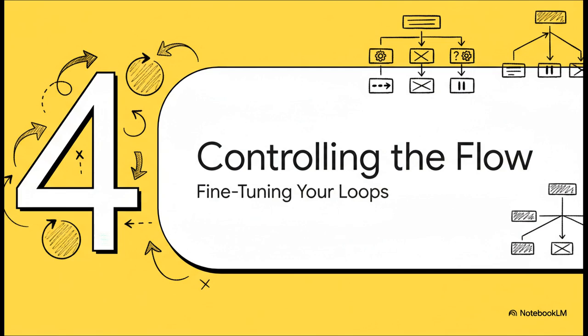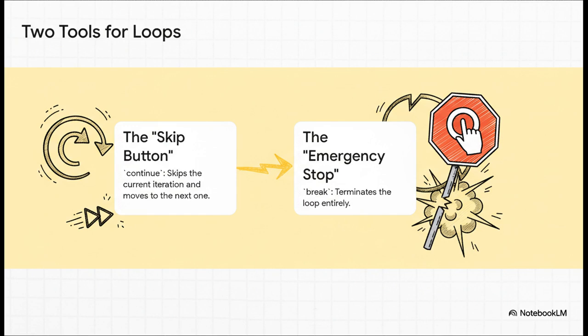Okay, but sometimes just letting a loop run from start to finish isn't exactly what you need. You might want to skip a particular item, or maybe stop the whole thing early if you find what you're looking for. For that, we need even finer control over the loop's flow. And we have two perfect tools for the job. Think of continue as the skip button. When the loop hits it, it just immediately jumps back to the top and starts the next cycle. Break, on the other hand, that's your emergency stop button. It doesn't just skip, it shuts the whole loop down right then and there.